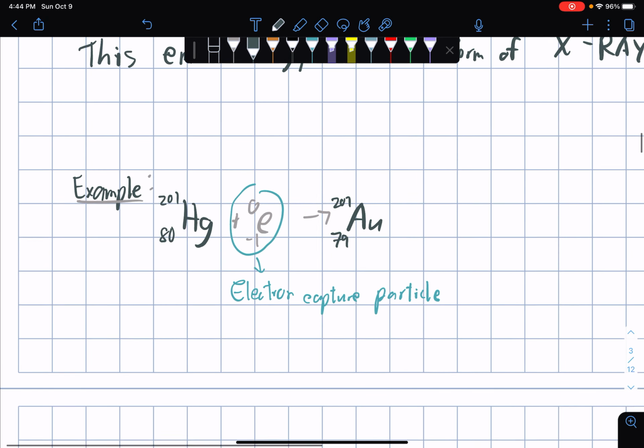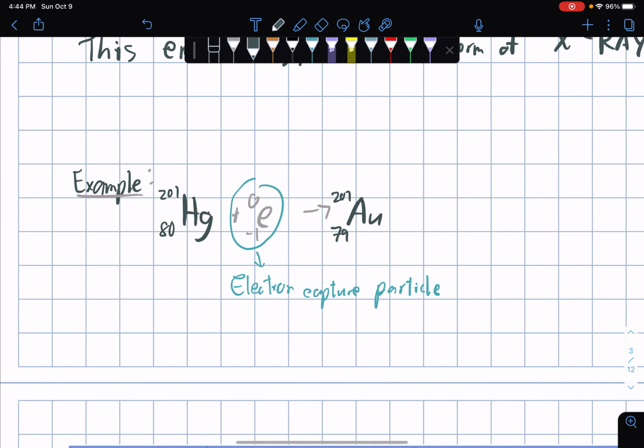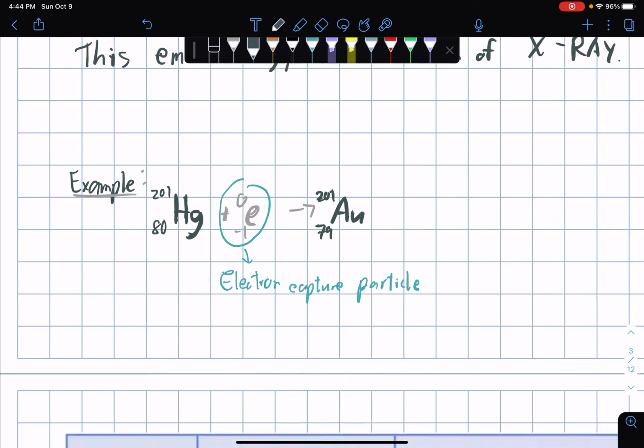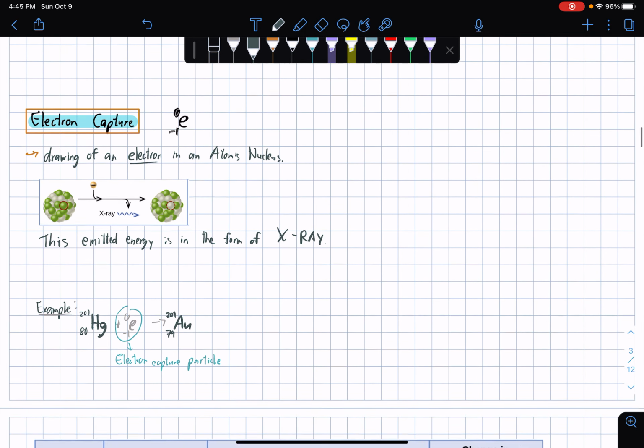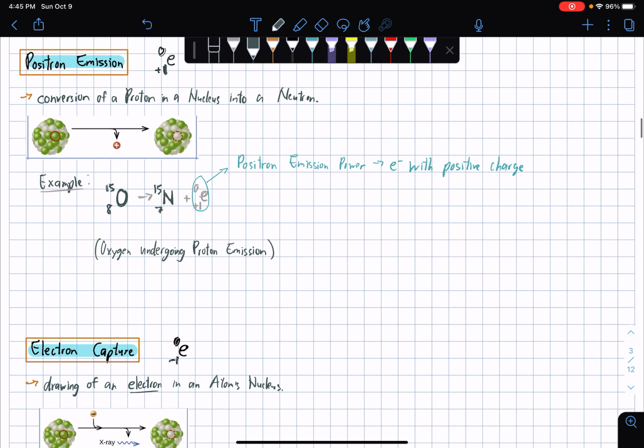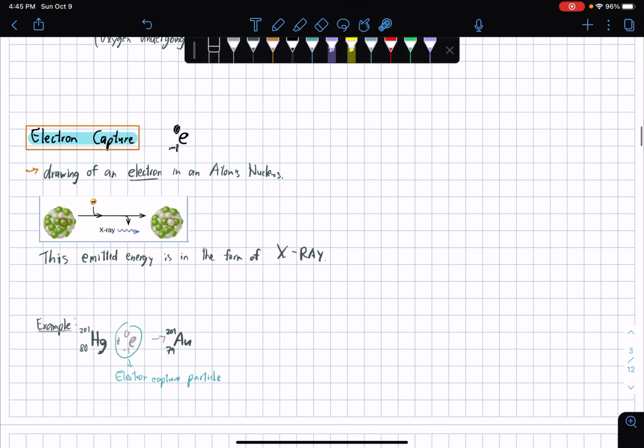So in this example, I apologize, I haven't really memorized many elements in the periodic table. So let's just say this is Hg, and given we have an electron capture particle, the atomic mass would still be 201. However, the atomic number would change. 80 minus 1 would be 79. The atomic number of 79 corresponds to Au, or aurum. I think that's the old word for gold. I'm not sure.